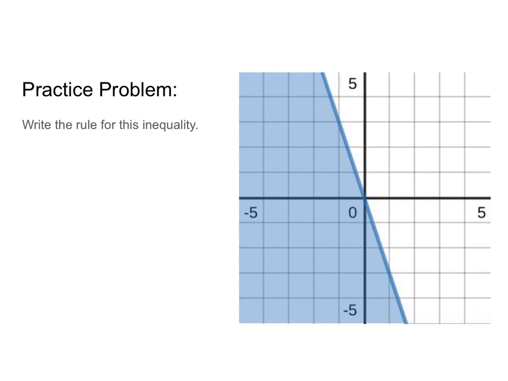All right, for your practice problem, I want you to write the rule for this inequality. Take your time, be careful, good luck.